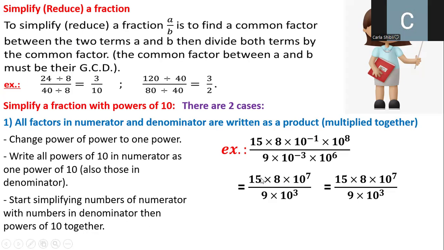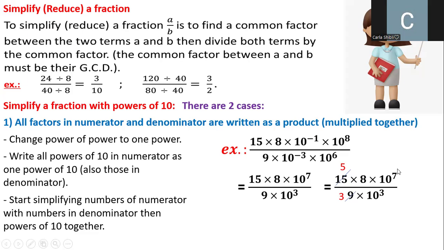So I start asking, is there a common factor between 15 and 9? Yes, they can be divisible by 3. 15 divided by 3 is 5, and 9 divided by 3 is 3. There is no common factor between 8 and 3. Now we divide powers of 10.